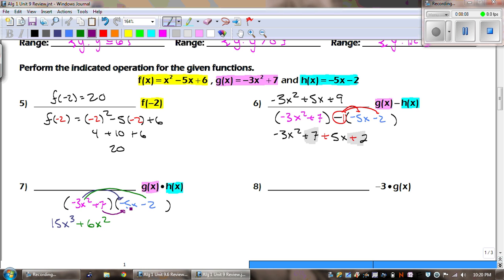Okay, 7 times -5 is -35x. And then 7 times -2 is -14. Do we have any like terms? No. So then our final answer is 15x cubed plus 6x squared minus 35x minus 14.